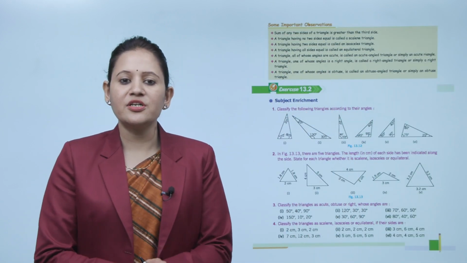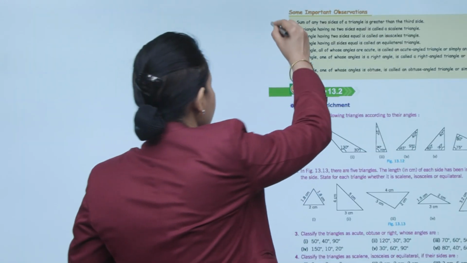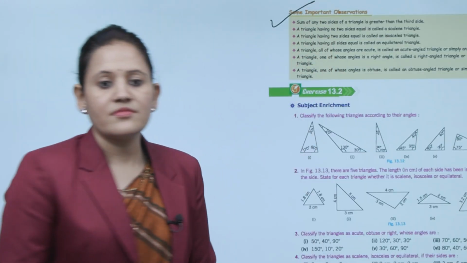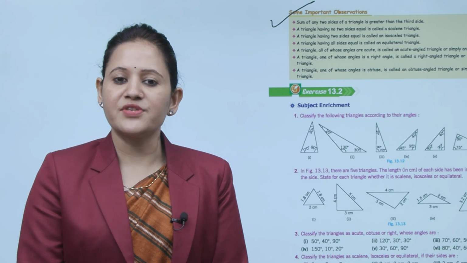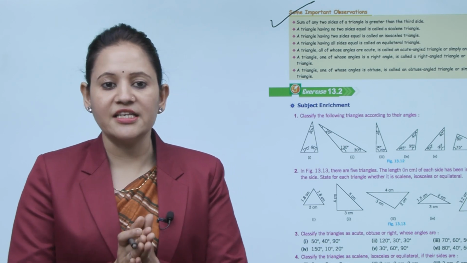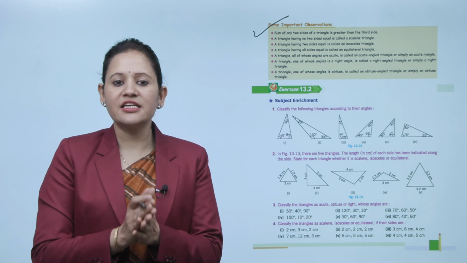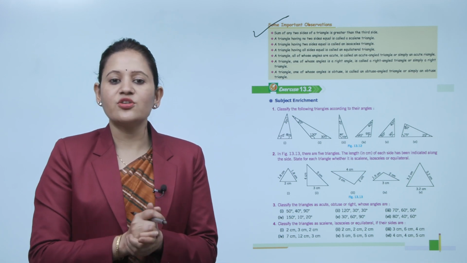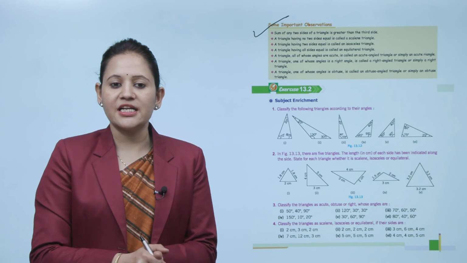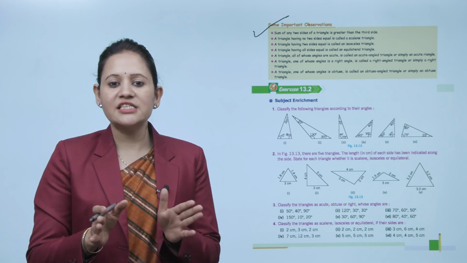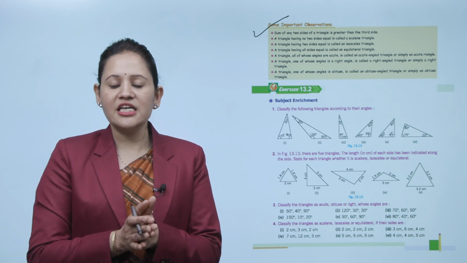Next are some important observations. The sum of any two sides of a triangle is greater than the third side. The triangle having no two sides equal is called a scalene triangle. The triangle having two sides equal is called an isosceles triangle. The triangle having all sides equal is called an equilateral triangle.